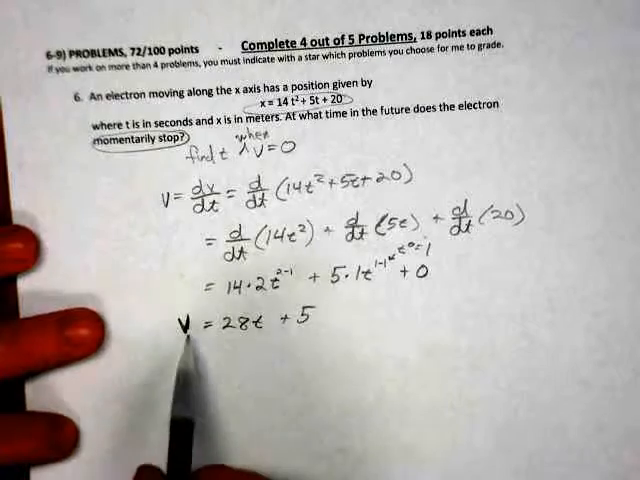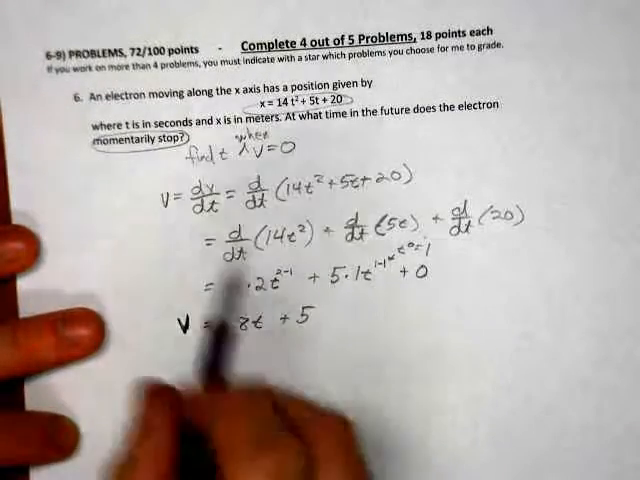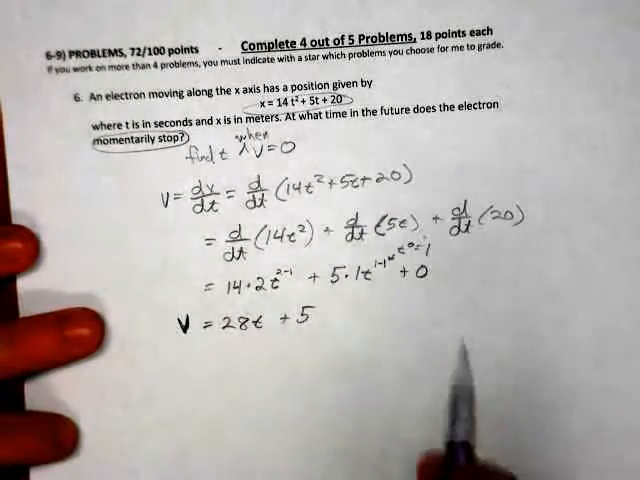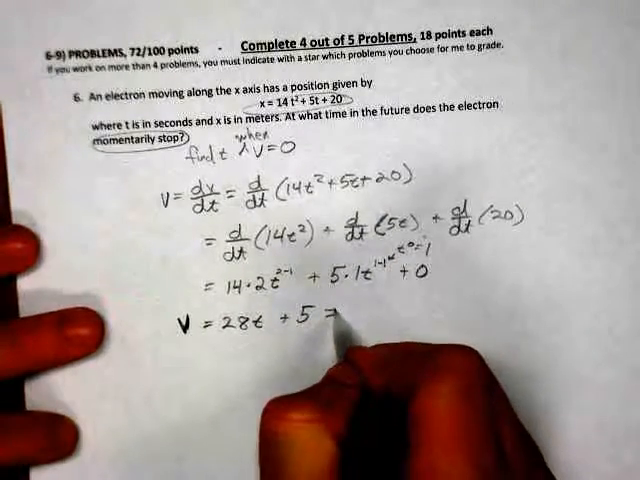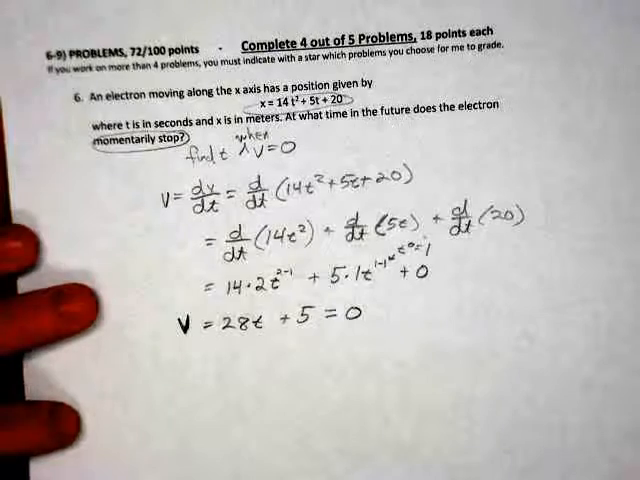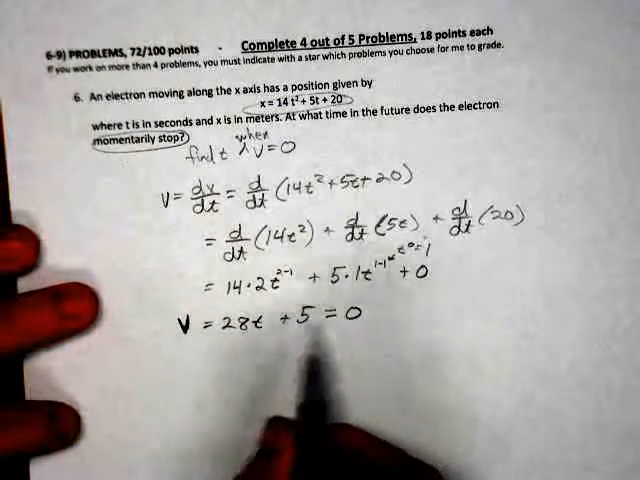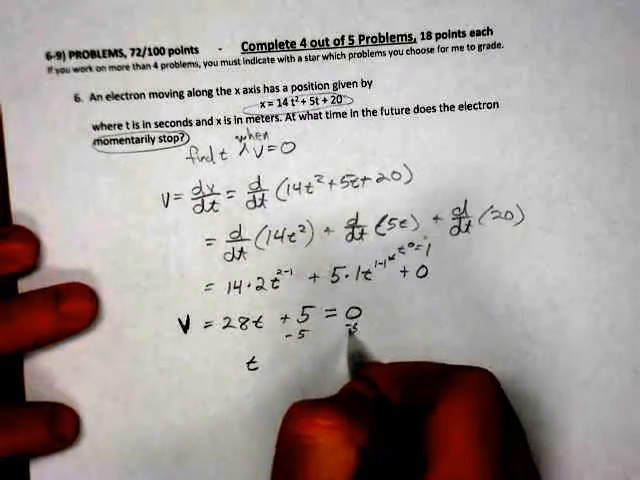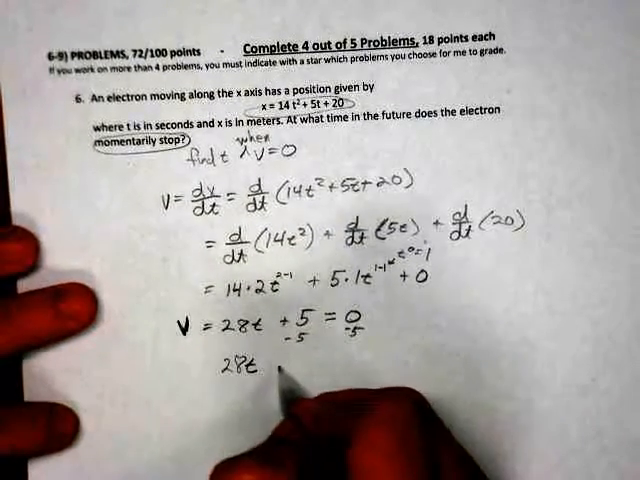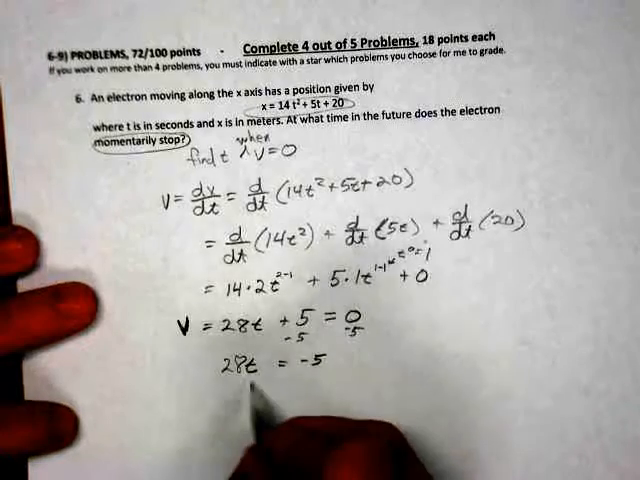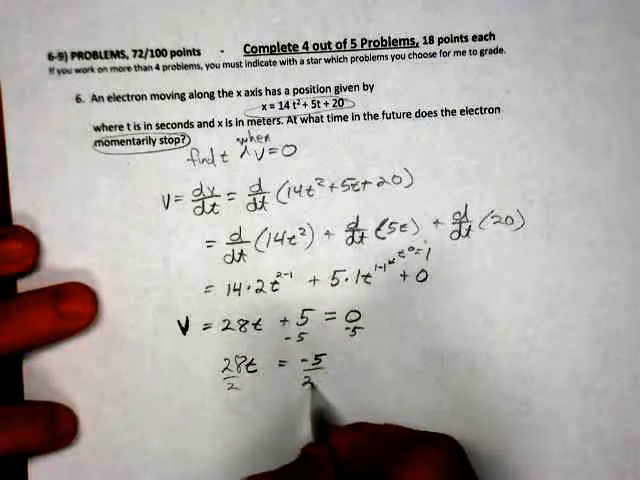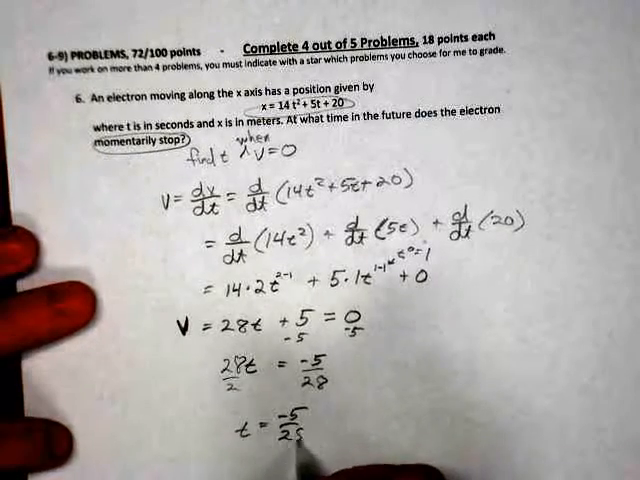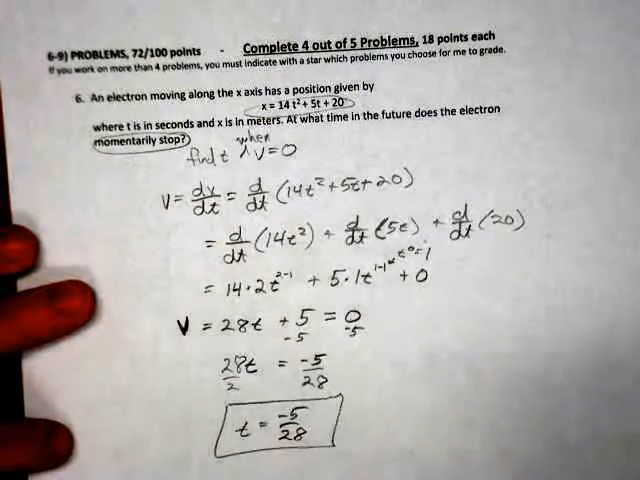How does velocity change with time? So the question wants us to find when the electron momentarily stops, so we know all of this must be set to 0. And then we'll find the time when this happens. So if I subtract 5 from each side, 28t equals negative 5, and divide each side by 28, t equals negative 5 over 28. That's your answer.